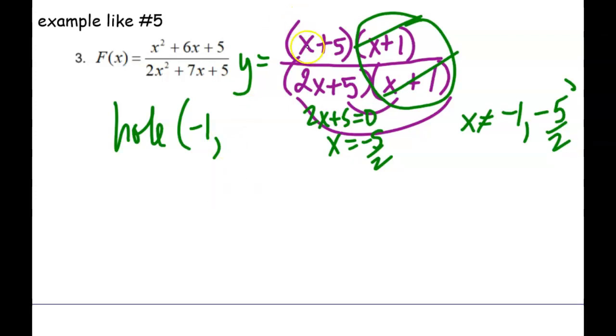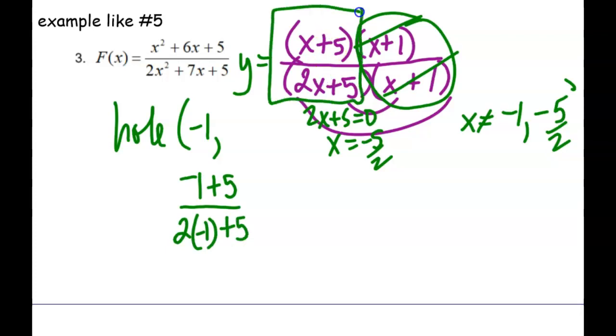To find the whole, you put the -1 back in the reduced, which said -1 plus 5 over 2 times -1 plus 5. Okay, this is all that's left, is this piece after we reduce. So this becomes 4, -2 plus 5 is 3. Did I do that right? Anybody agreeing or disagreeing that we get 4/3? I think I did it right.